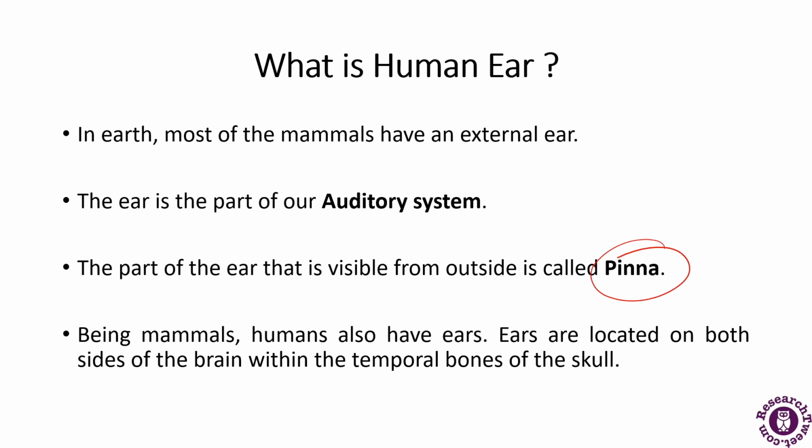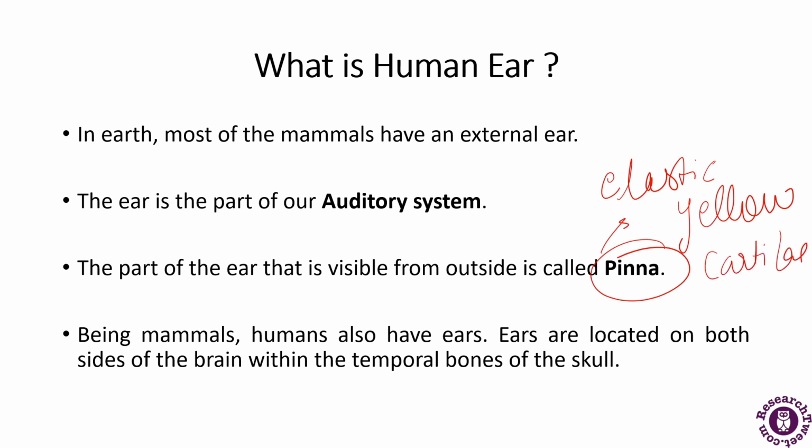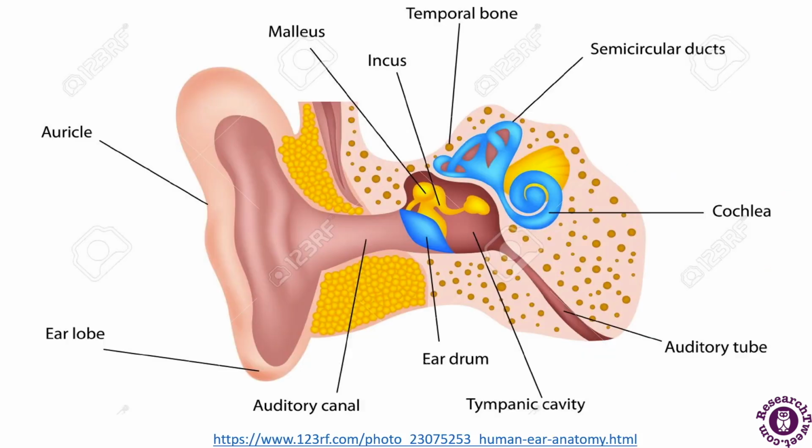Pinna, what is pinna here? It is made up of elastic yellow cartilage and it is covered with integuments and tendons and muscles which attach it to the surrounding parts. Each layer of the ear derives from different germinal layers: inner ear from ectoderm, middle layer from endoderm, and outer from the mesenchyme. We will be discussing in detail.